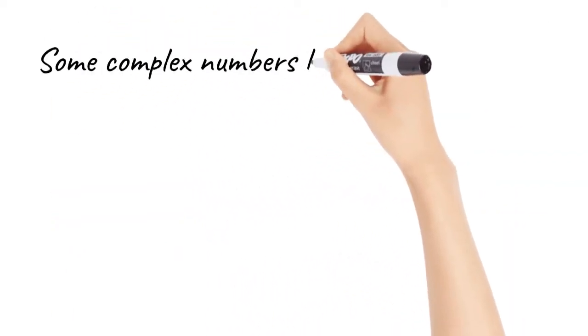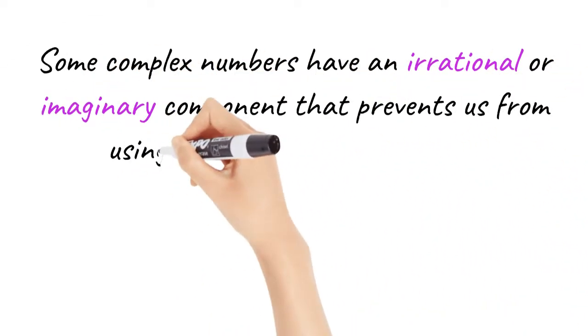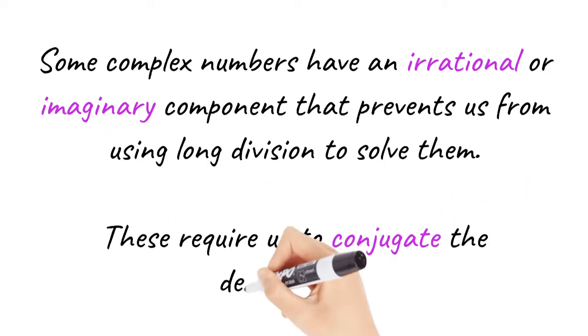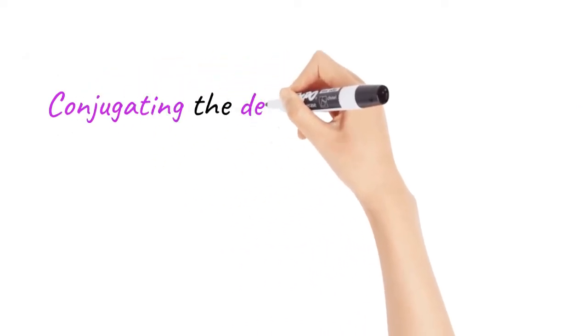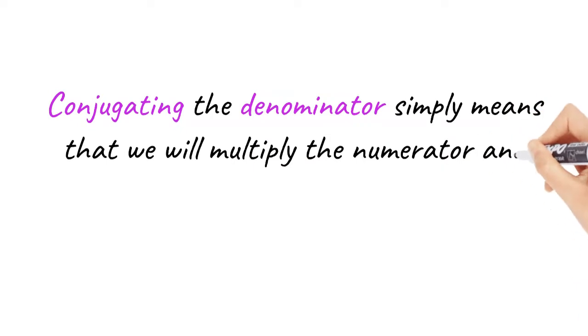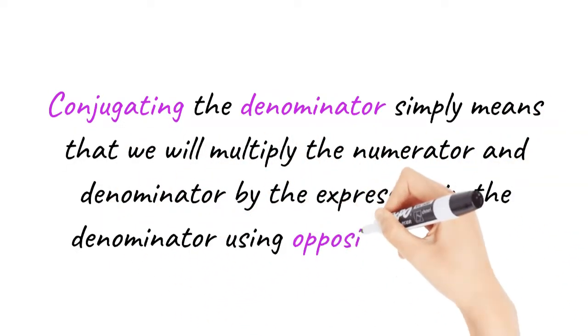Some complex numbers have an irrational or imaginary component that prevents us from using long division to solve them. These require us to conjugate the denominator. Conjugating the denominator simply means that we will multiply the numerator and denominator by the expression in the denominator, but using opposite operations.